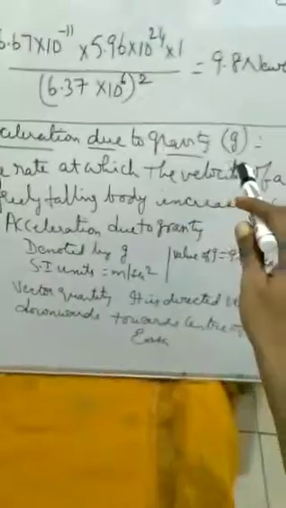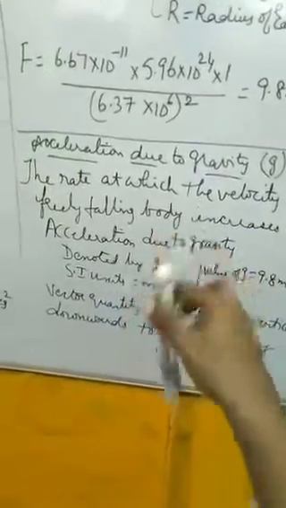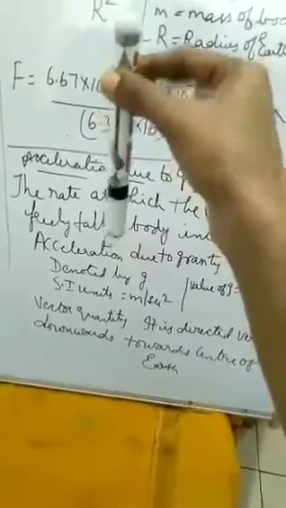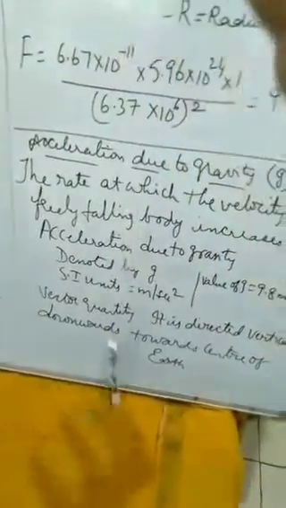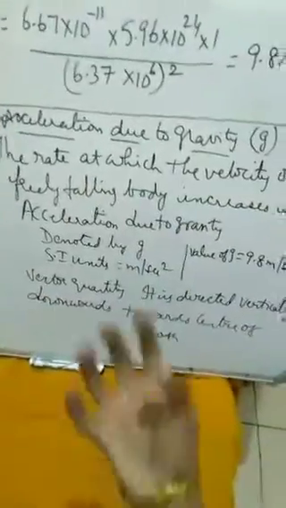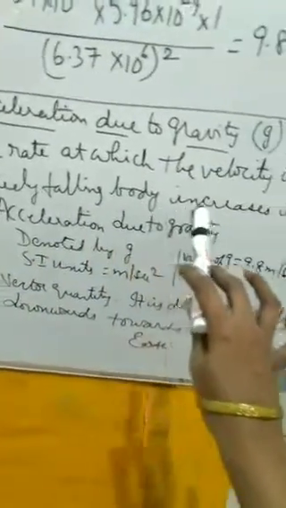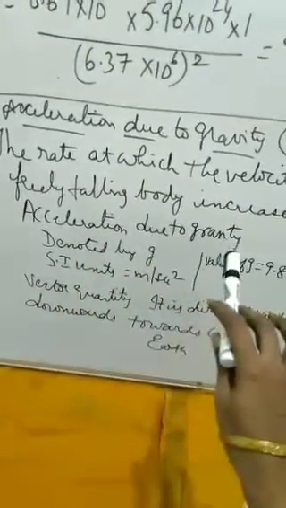The concept is acceleration due to gravity. Acceleration means what? Increasing speed, no? Here I have got the pen in my hand. If I leave it, what will happen? Automatically it will fall down because the earth is pulling it down. The force of earth is pulling it down. So the rate at which the velocity of a freely falling body increases is called acceleration due to gravity.